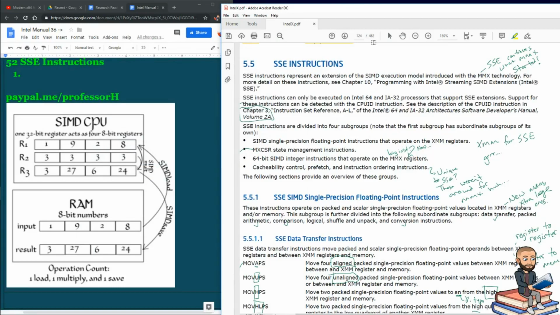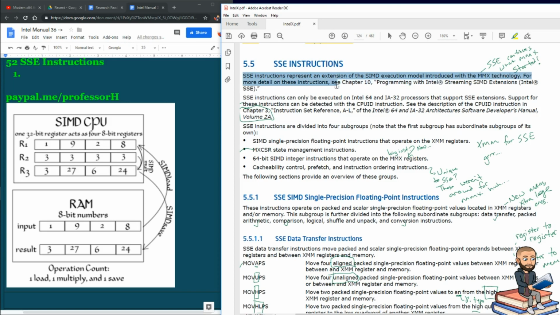The objective today is to explain what the Intel manual says about the SSE instructions. There's a lot to unpack here. Maybe you'll get that joke in a little bit. But let's dive in with what these represent. These instructions represent an extension of the SIMD execution model introduced with MMX technology.